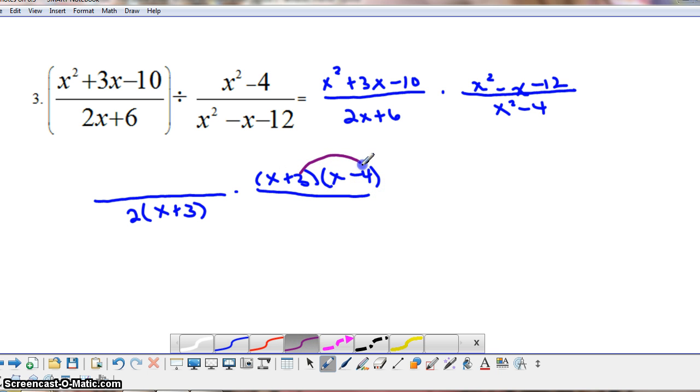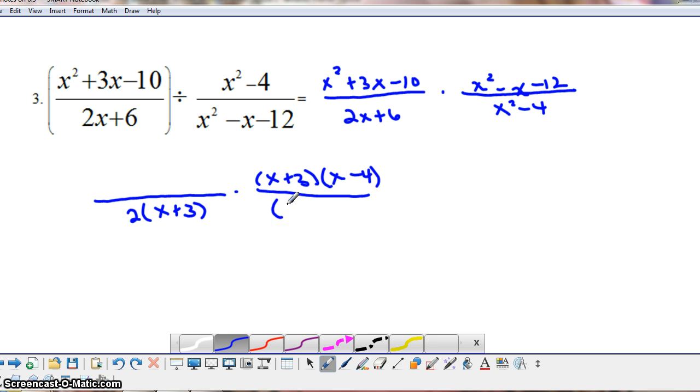Negative 3 times negative 4 is going to give me the negative 12. X times x gives me x squared. And then if I multiply the 3 times the x, I get a 3x. And an x with a negative 4, I get a negative 4x. And negative 4x plus 3x does give me a negative x for my middle term, so that looks good. So let's get rid of all these lines here, and we'll keep going with more factoring.